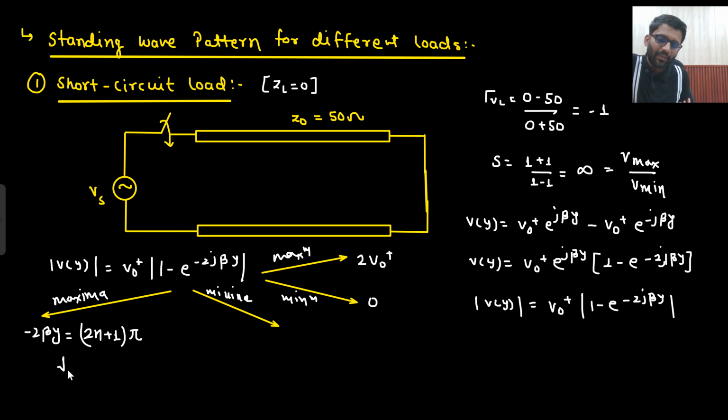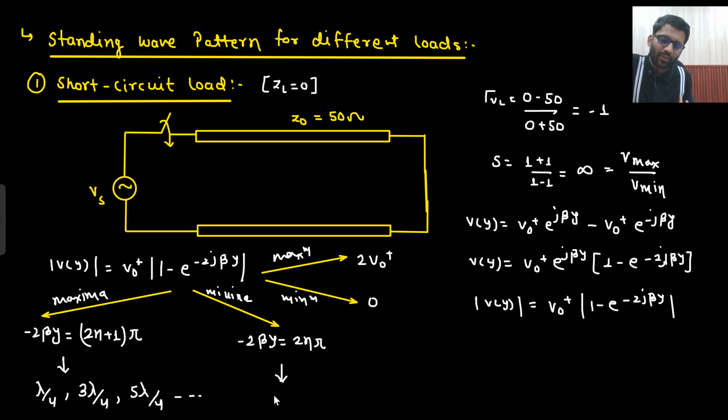So from here, what value will you get? If you solve it, you are going to get lambda by 4, 3 lambda by 4, 5 lambda by 4 in this manner. And for minima, minus 2 beta y is equal to 2n pi. If you solve it, you are going to get 0, lambda by 2, lambda in this manner. So you will be starting with a voltage minima, and then the maxima you will get.